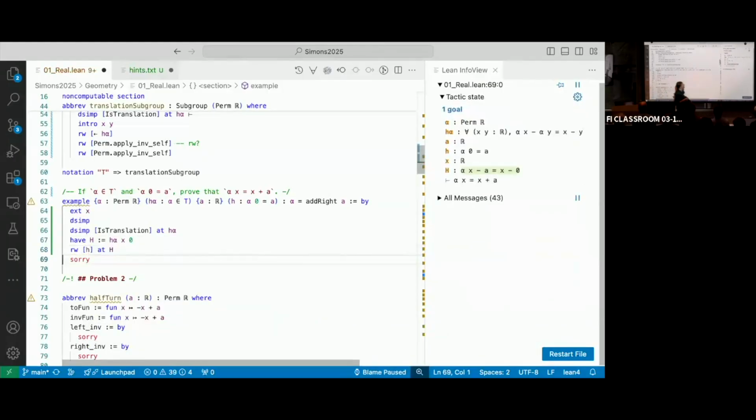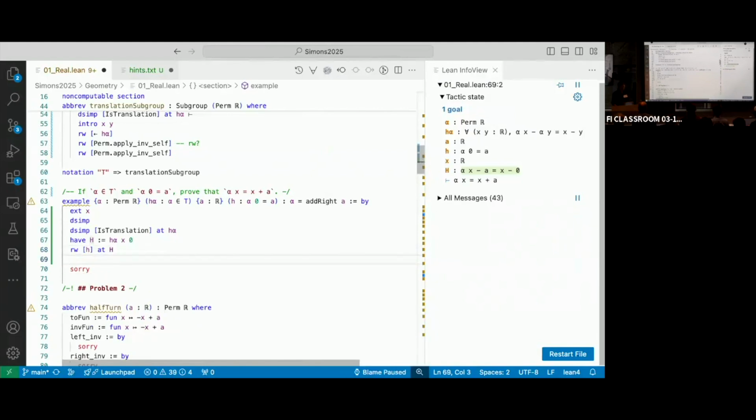Okay, and now I'm in a position where I know that alpha of X minus A is X minus 0, and I want to move the A onto this side and cancel the 0 to get that alpha of X is X plus A. So this is where I want to use the second tactic I mentioned in the hints, linear combination. Let me demonstrate the use first, and then we can talk about what it's doing.